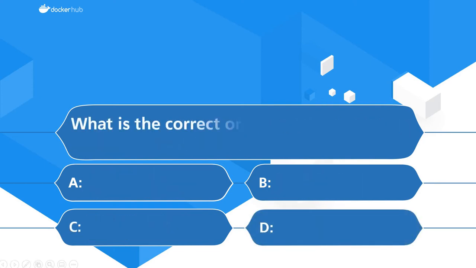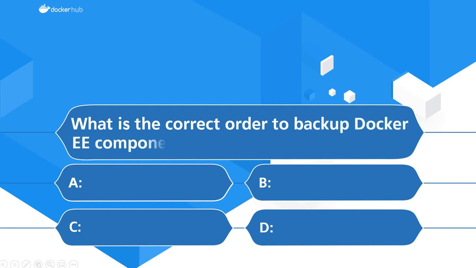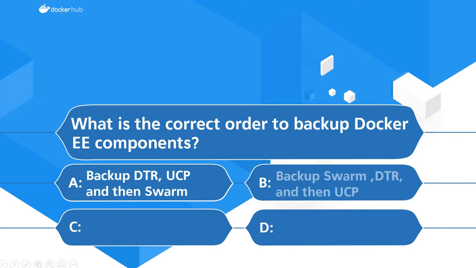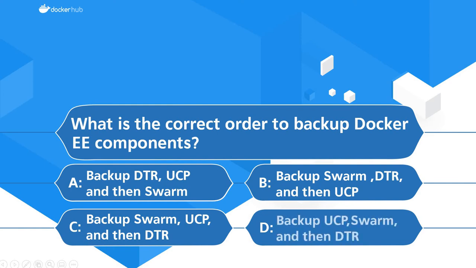What is the correct order to backup Docker EE components? A. Backup DTR, UCP and then Swarm. B. Backup Swarm, DTR, and then UCP. C. Backup Swarm, UCP, and then DTR. D. Backup UCP, Swarm, and then DTR. Your time starts now.